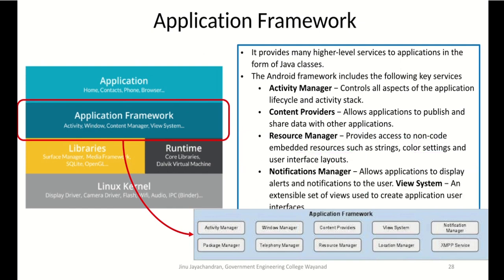And then we have a notification manager, which allows applications to display alerts and notifications to the user. There is also the view system, an extensible set of views used to create the application user interface. In your Android phone, you might receive notifications in your top bar. Now who will manage these notifications, and who says that this should be notified and this should not be notified? The notification manager will manage all these things, and it sits in the application framework.